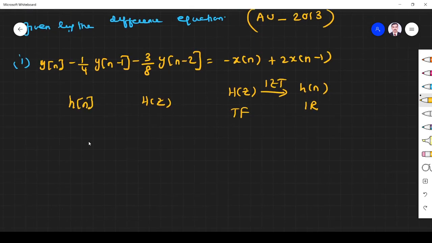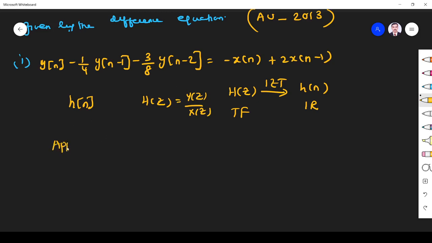So first I apply the z transform to the difference equation and find H of z. We know H of z is equal to Y of z divided by X of z. It is very easy to find. Let us see that. So apply z transform on both sides.